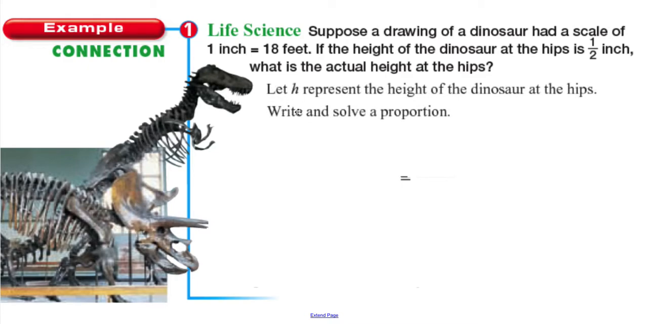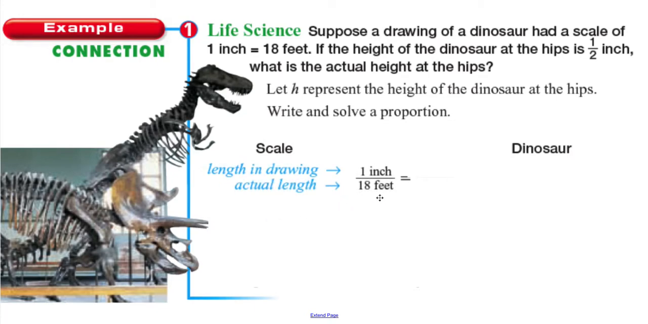Let H represent the height of the dinosaur at the hips, and we want to write and solve a proportion. So we have our scale on one side, and we have the dinosaur on the other side. This particular ratio right here will deal with the scale. The length of the drawing is 1 inch, and the actual length is 18 feet.